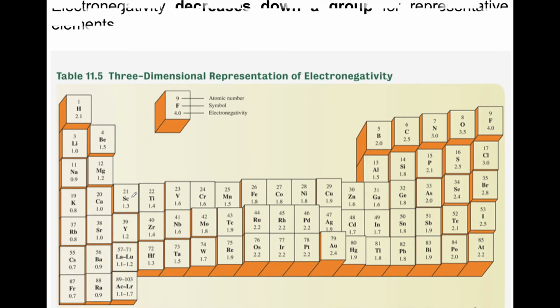Here in table 11.5, this is a 3D representation of electronegativity. This table shows you the values of the electronegativity of each element in the periodic table. As here, fluorine has the highest electronegativity value, and after fluorine is followed by oxygen, then nitrogen, which has the same electronegativity as chlorine, and so on.